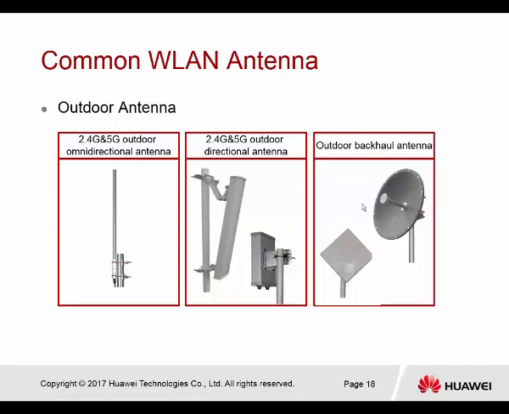Then the next one, the outdoor antenna. This one can support 2.4 and 5 GHz, and the coverage is omnidirectional. Then the second one is the directional, which is basically deployed outdoors and covers a far distance. And the last one, the outdoor backhaul antenna, covers even further distance. This is mainly used for bridging mode, WDS, or maybe a full mesh connection.